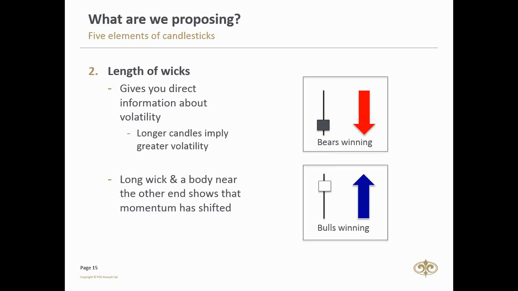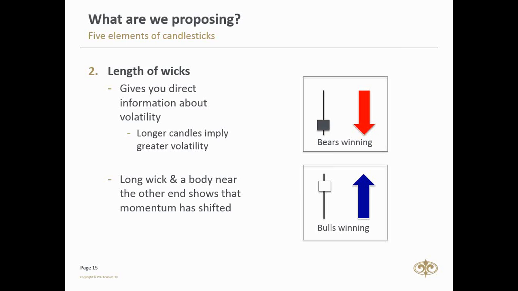Number 2, the length of the wicks. Now, the length of the wicks gives you direct information about volatility. Okay, remember we said right in the beginning, you as a trader want volatility. The longer candles imply greater volatility. Okay, so the longer the lines are, the better. And we'll go into more detail just now. We talk about wide ranging and narrow ranging candles.